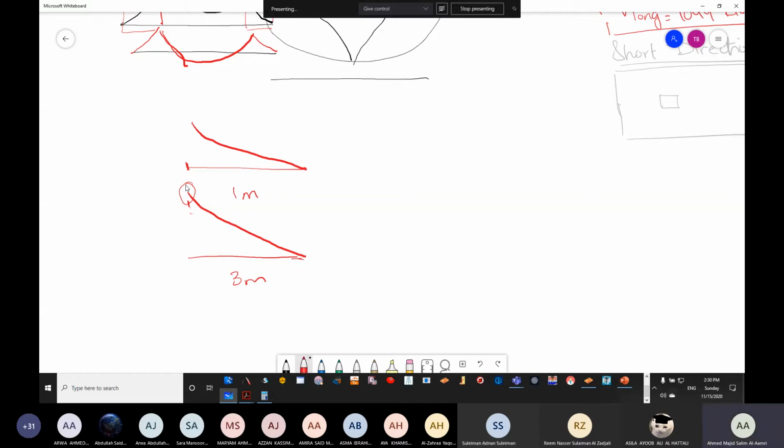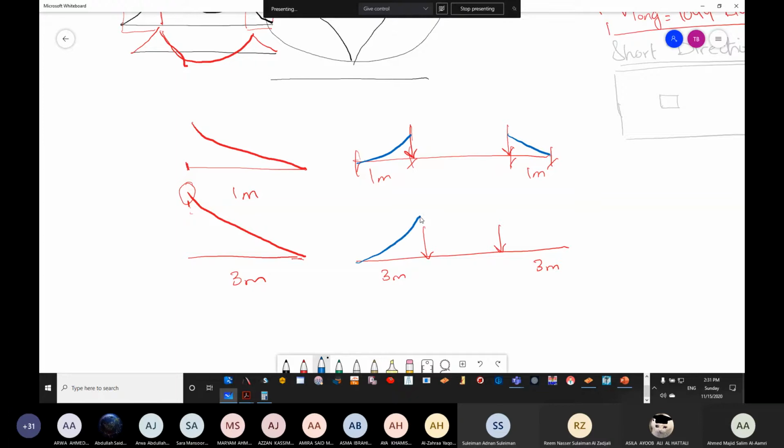So what happens in scenario number one? In scenario number one, we have a loading here. Now this is 1 meter. The second scenario, let's say this is 3 meters now, and this is 3 meters. Now what happens? The bending moment here is smaller compared to this value. Do you agree? So the chances of going below the line are higher at the top one, and lesser at the bottom one. Do you agree?